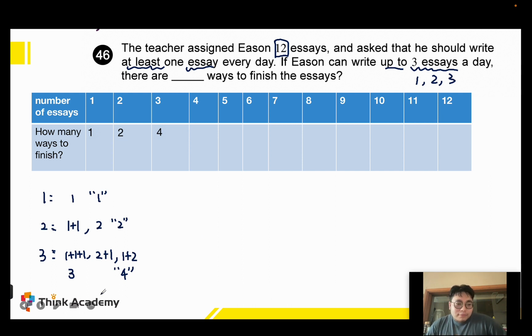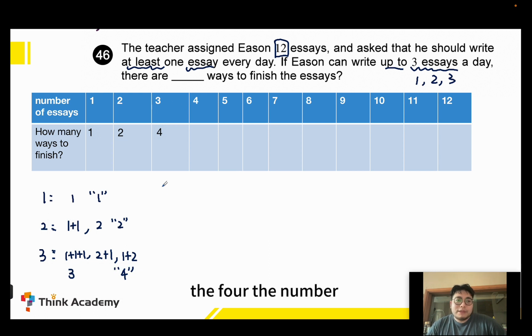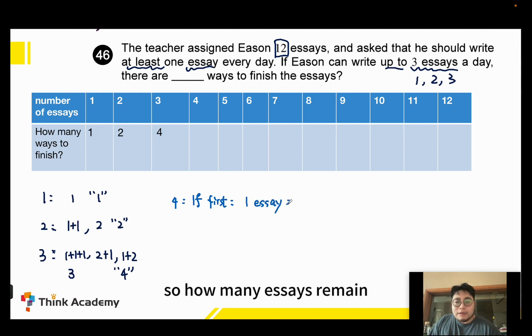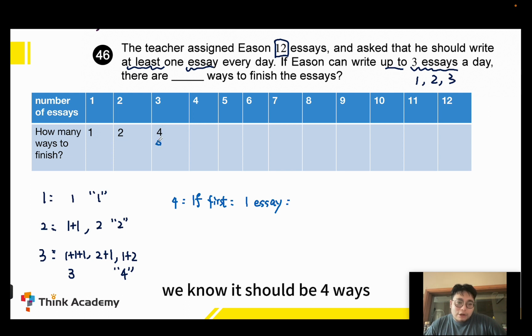So now let's think about how about 4, the number of essays becomes 4. So 4 essays, how many situations? So think about if the first day I complete only 1 essay. So how many essays remain? So we need to complete 3, right? For 3 remaining essays, how many ways? Look at that. We know it should be 4 ways.